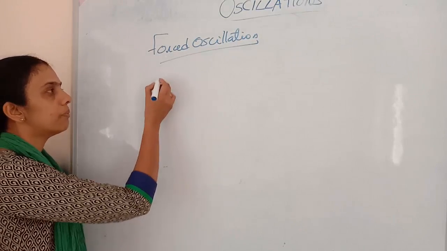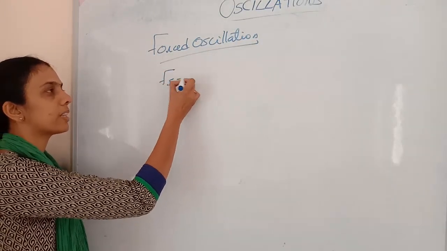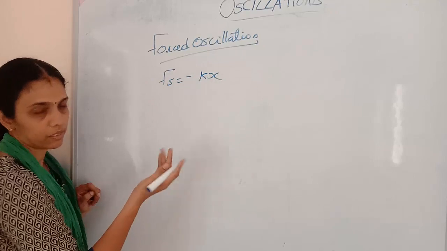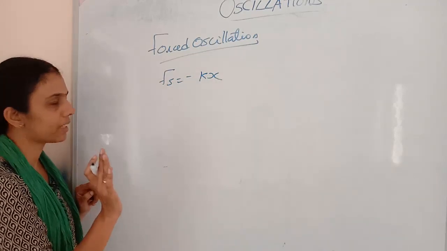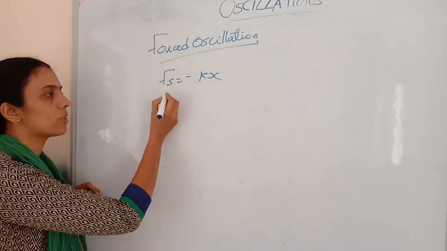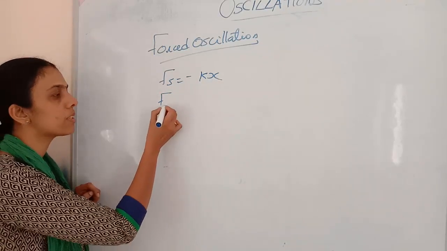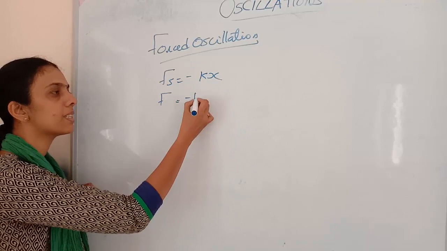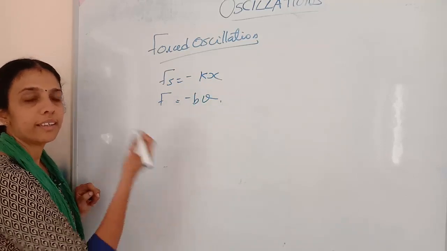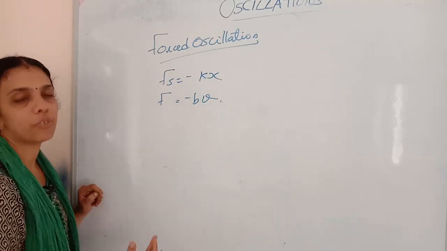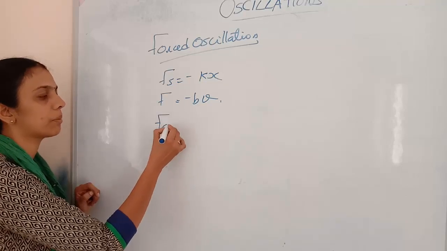We know that the spring force is F equals minus kx. Obviously I am considering the case of a spring only, that is easy to consider. Then due to damping, we know the damping force, we get minus bv, isn't it? Now I am giving a driven force, an external force.